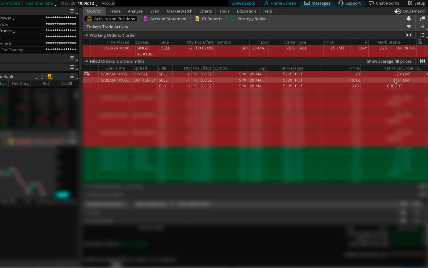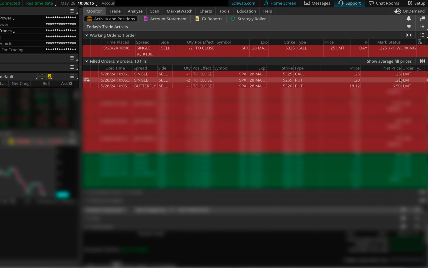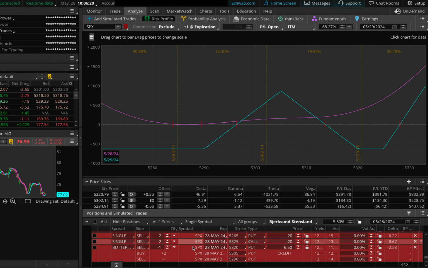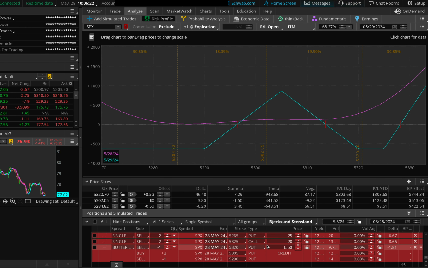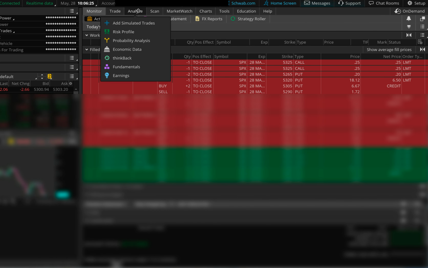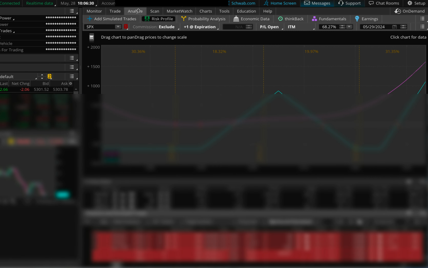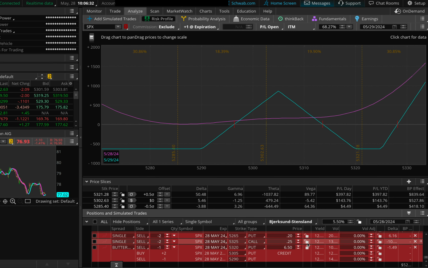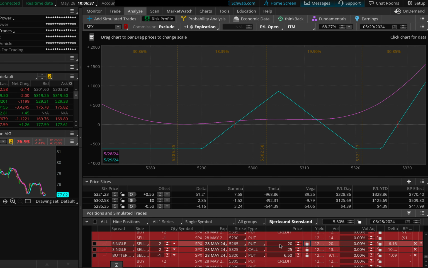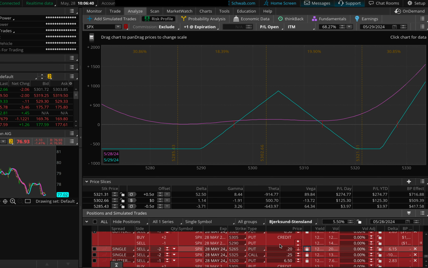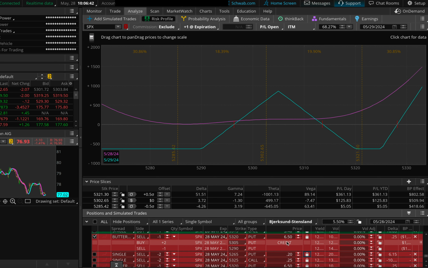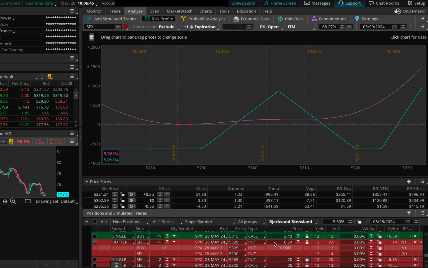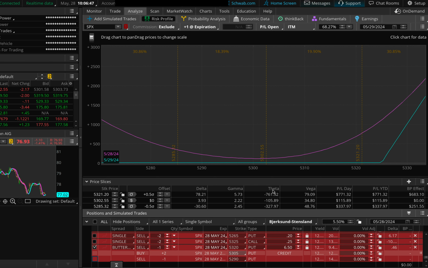Let's see. So 650, 650, 20 on the puts, 25 on the calls. So we'll lock in 25 on the calls, 20 on the puts. So that's it. So we sold out one butterfly, 650, and then we sold out the other one, which left us with this position.